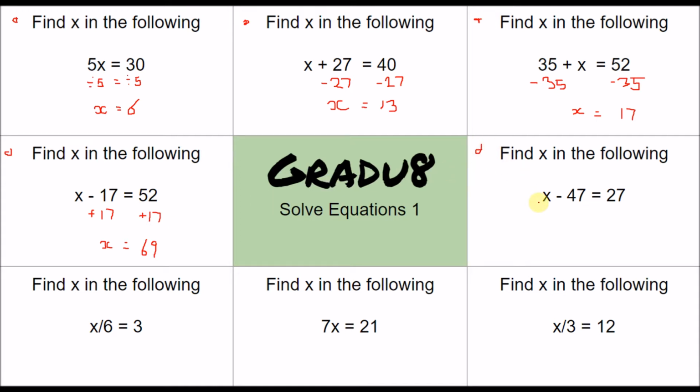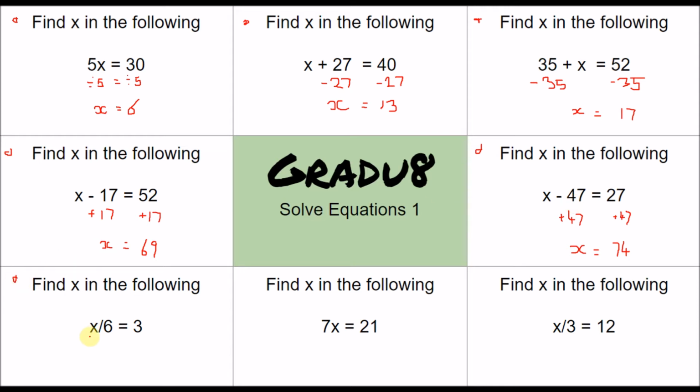Over here then, x take away 47 equals 27. Really, really similar question. So again, you're going to add 47 to both sides. Because what you're trying to do all the time is keep it balanced. This equal sign just means that you're always keeping it in balance. So it's really important that whatever you do to one side, you make sure you do to the other side as well. If x is all we've got left over here, 27 add 47 gives us 74. And again, you can check it: 74 take away 47 equals 27.